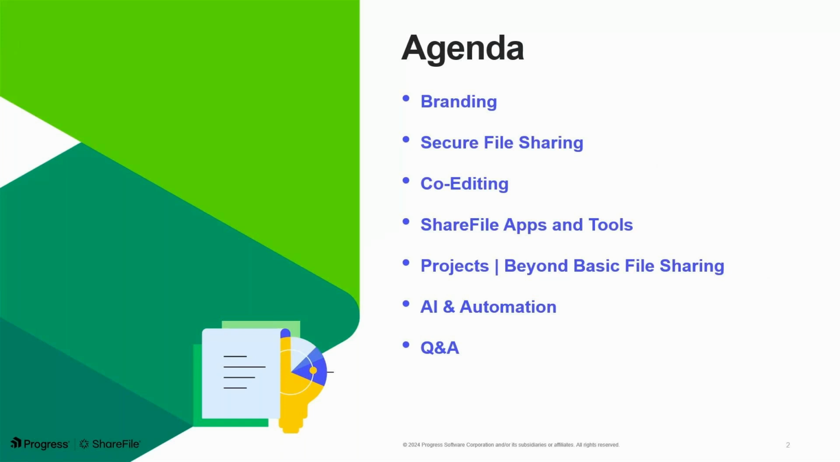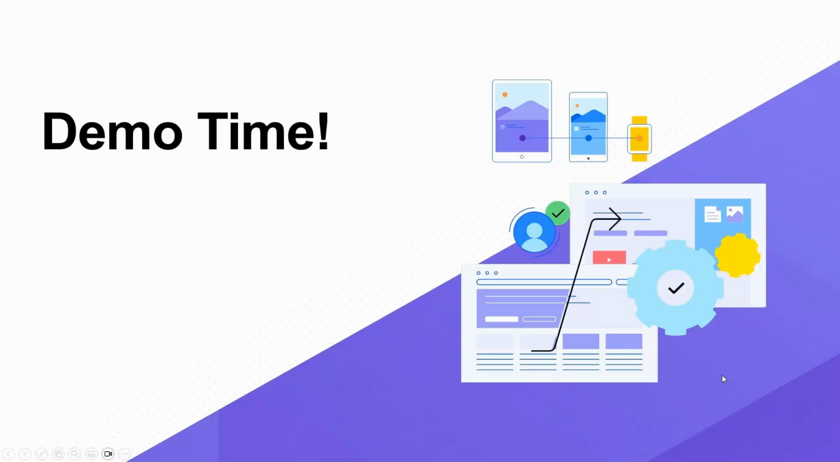So branding, some secure file sharing, just to hit on some of the key points there. We want to hit on co-editing, because co-editing is something awesome that we're continually improving with ShareFile, working with Microsoft apps like Word and Excel. And then Evan's going to take it away on the ShareFile apps and tools, showing some tips and tricks, or some more of the common things you should be aware of with our app integrations and some of our tools that are available. And then we will get into more of the premium offering within ShareFile, which includes our project section, some of our AI and automation. But let's go ahead and jump into the demo.